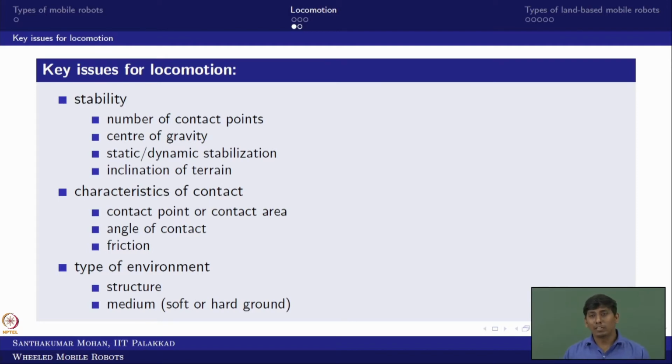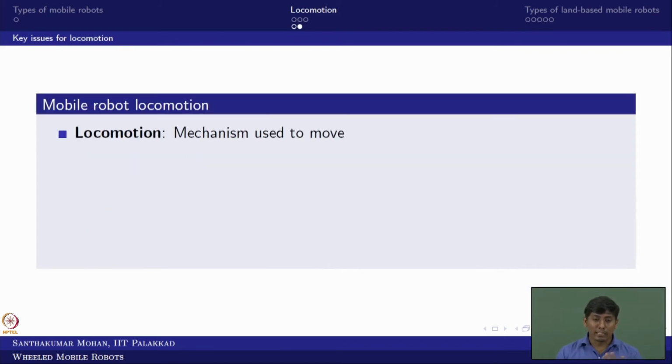One more aspect, you definitely need to know the type of environment. Whether the environment is properly structured, or soft or hard, or something semi-structured. So the medium and structure all need to be addressed. If you know these things, you can bring in all the locomotion mechanisms and then choose which would be suitable for that particular task. That is what we are addressing in the next slide.